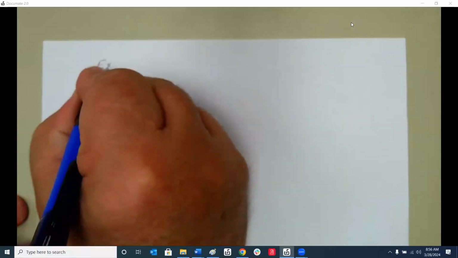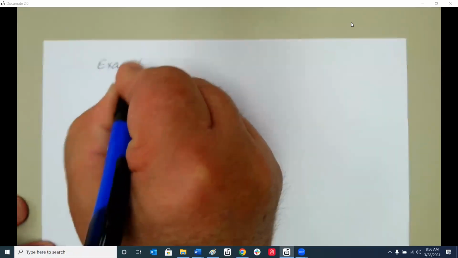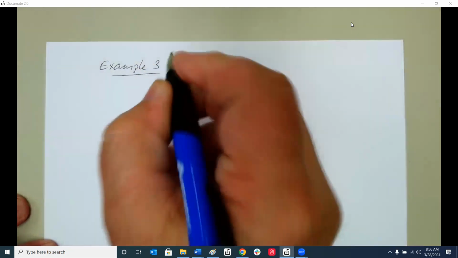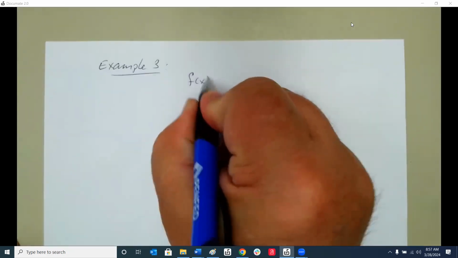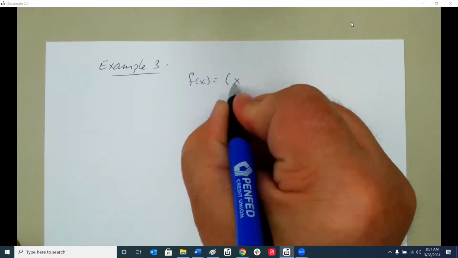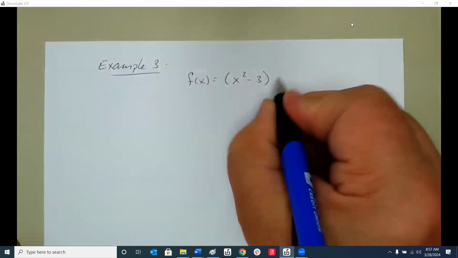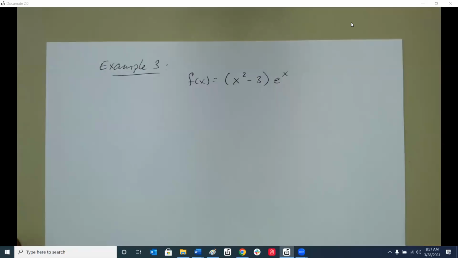Let's look at example 3. Find the critical points of f of x equals x squared minus 3 e to the power x.